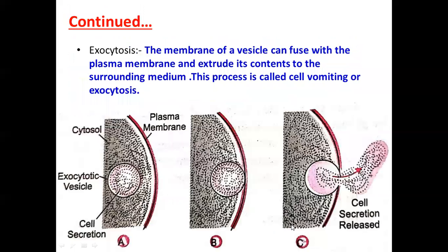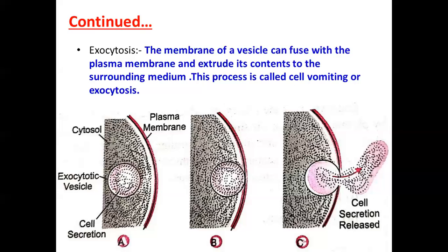Okay. Next is exocytosis. Now what is exocytosis? The membrane of a vesicle can fuse with the plasma membrane and extrude its contents to the surrounding medium. This process is called cell vomiting or exocytosis. With that diagram, you can understand that the exocytosis process is responsible for removal of undigested food left in the food vacuole in the cells, secretion of substances such as hormones, enzymes, etc. Then replacement of internalized membrane by the fusion of exocytotic vesicle with the cell membrane. So it simply removes these things from the cell.